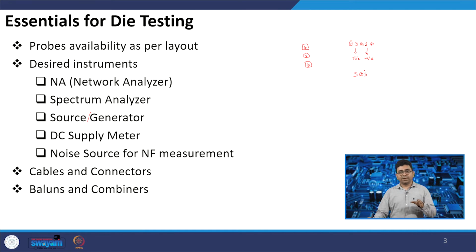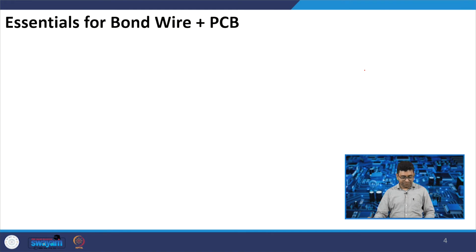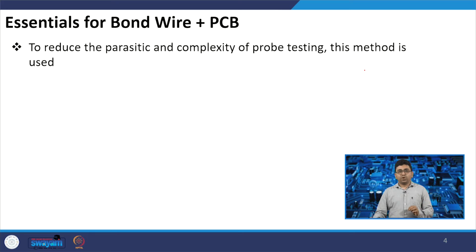Prior to testing, you should know what kinds of probes are available. Now, when you want to do the die testing, you also need to have a probe station. Probe testing has a limited input output capability because of the limitation in the probe station, the number of probes.